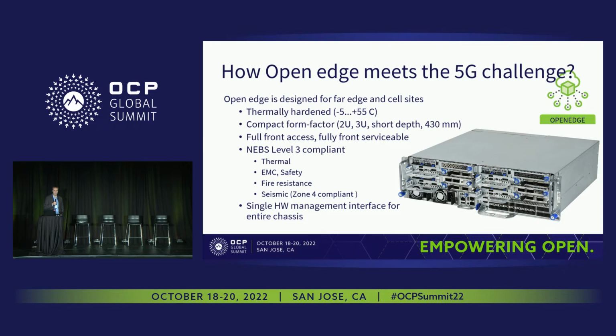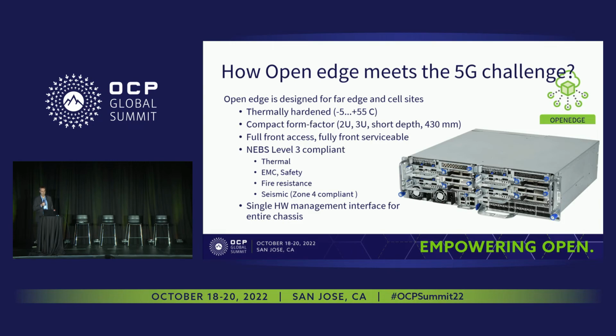Then the compact form factor is also important for these deployments, because the far edge data centers are not like normal data centers, but can be very limited in terms of space, and the depth of the equipment needs to be quite limited. We have selected this 430 millimeter depth for the OpenEdge, which seems to be quite commonly adopted also by other vendors for this kind of edge server solutions.